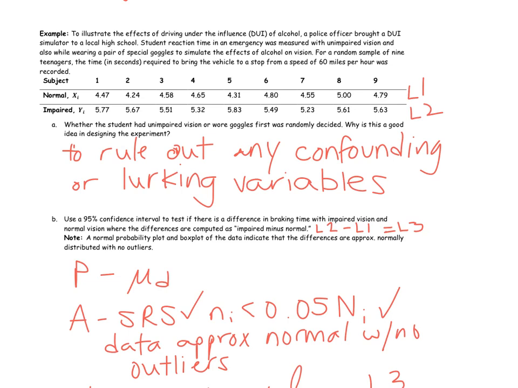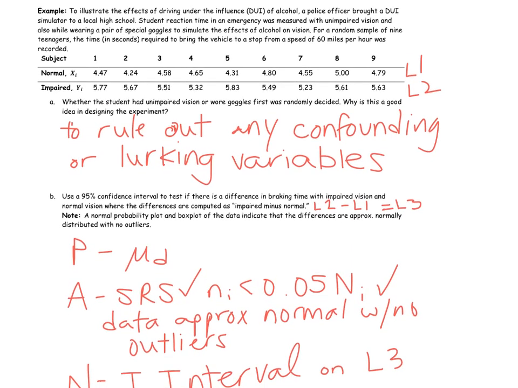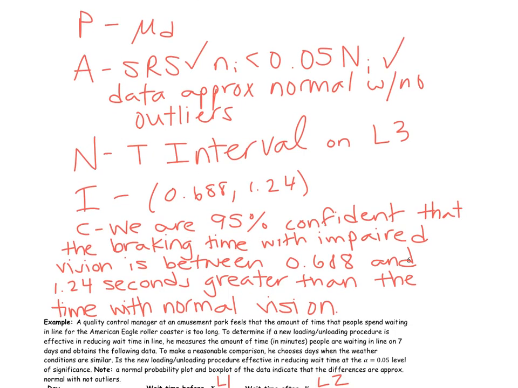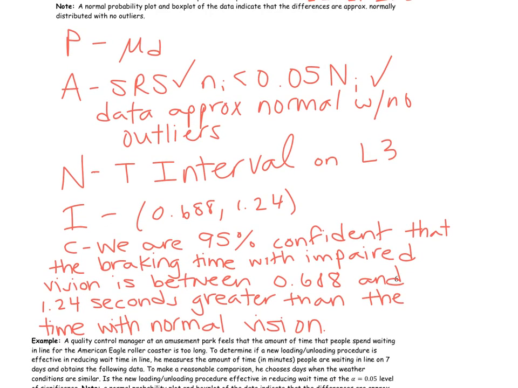So the first one, we're doing a confidence interval. We're just going to alter whether or not we wear unimpaired vision or normal vision goggles first, just to rule out any confounding or lurking variables, because the second time you drive the course, naturally you'd be better at that. So we want to make sure that's not affecting our outcome. Put normal in list 1, put the impaired values in list 2, and it tells you to do impaired minus normal. So L2 minus L1 is L3. Alternatively, if you don't like that, you could just go through and calculate these differences 9 times, put it in the list. And we're doing a confidence interval, so we're pressing the confidence interval option. And these are our results. So pause it, make sure they look similar to yours.